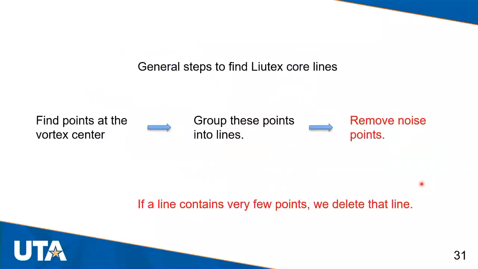Okay, and then after that we remove the noise points, because it's possible that after grouping lines, one line only has 3 points, or one line only has 4 points. That may be a too short vortex structure, or maybe it's noise. So if you want to make a clean result, I just delete these lines that only contain a few points, I throw them away. But if you want to study them, you can keep them. It depends on your need.